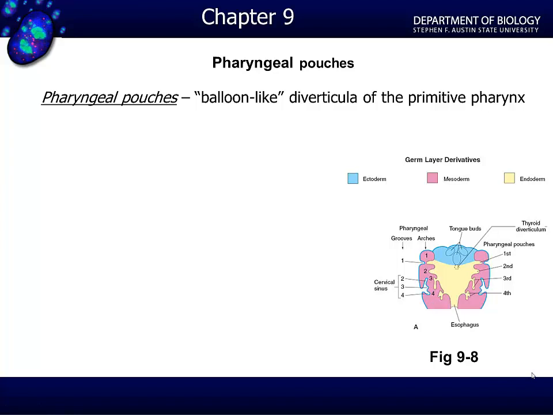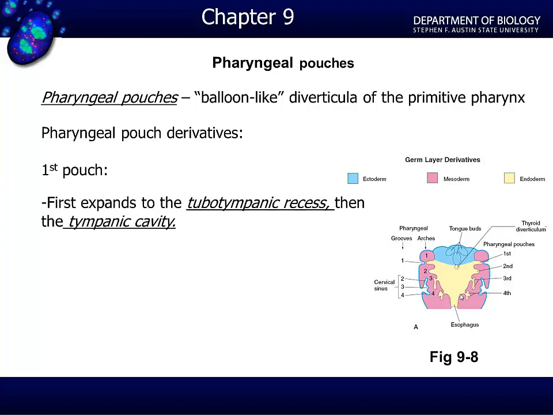But we're going to look at the inside, and here we can see our pharyngeal pouches. We can see pouch 1, 2, 3, 4. And as we go through this, we're going to see what becomes of them. So, pharyngeal pouch number 1, this is going to become the tubotympanic recess, and that's what we call it in developmental terms. But later, we're going to refer to this as the tympanic cavity.